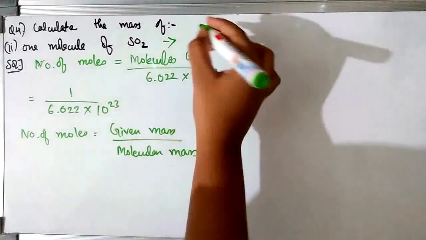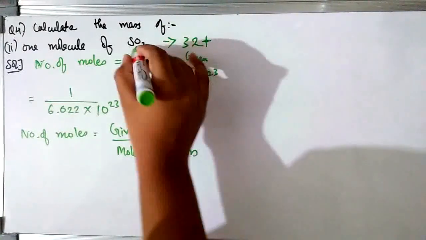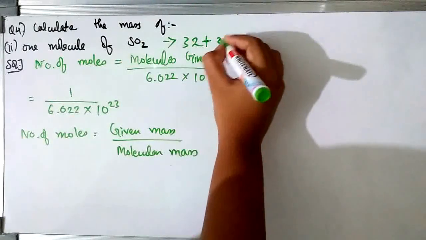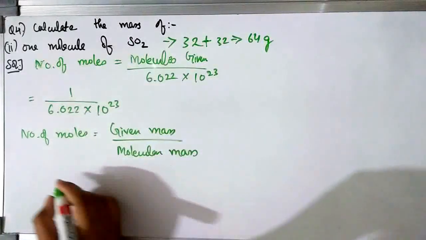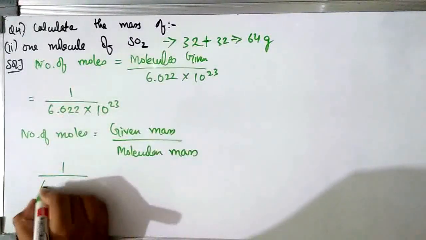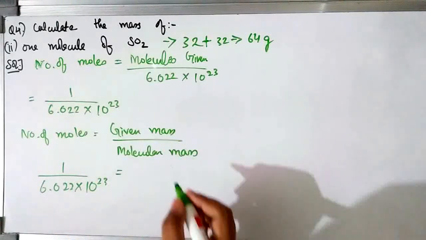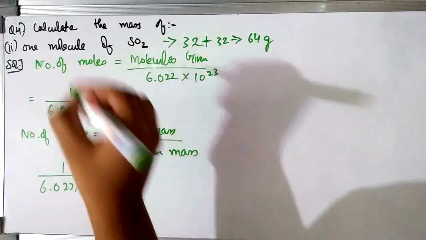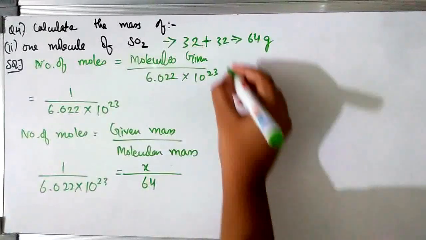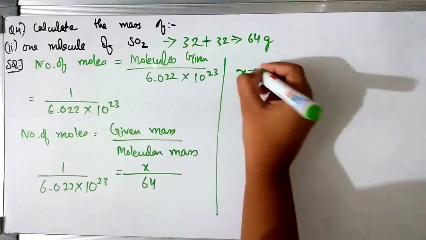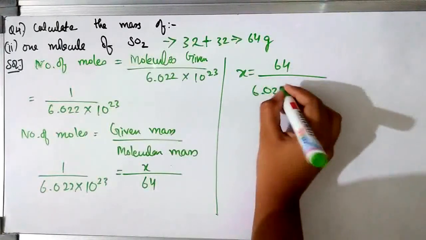Now what is the molecular mass of SO2? Sulfur's mass is 32 and oxygen's is 16. We have 2 oxygen atoms, so 16 times 2 is 32, so that is 64. So that is the molecular mass of sulfur dioxide. So the moles here we got is 1 by the Avogadro number, and the given mass, that is what we have to find, so let us consider it to be X. The molecular mass is 64 grams, so 64 by the Avogadro number.